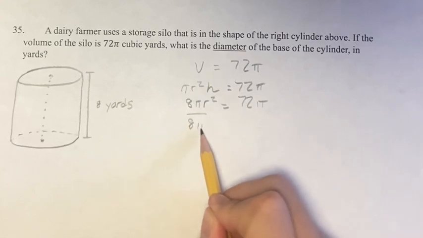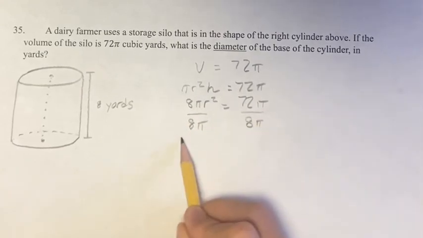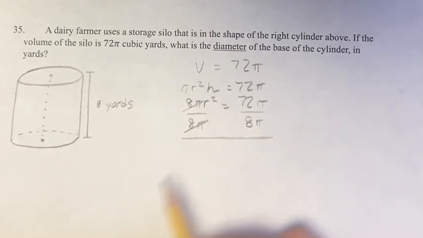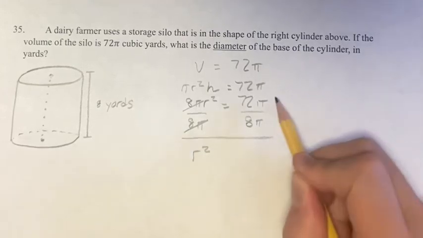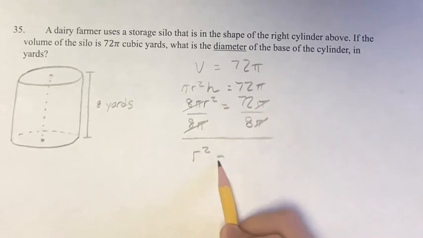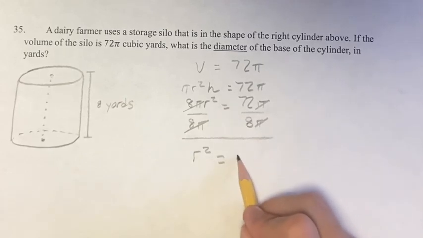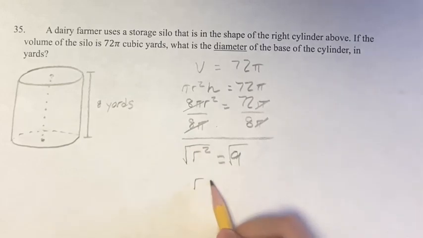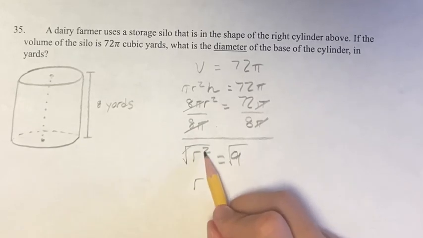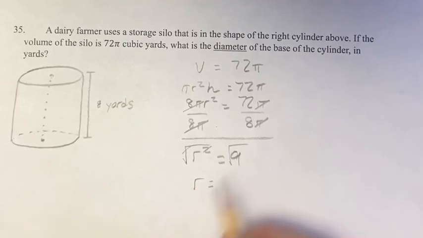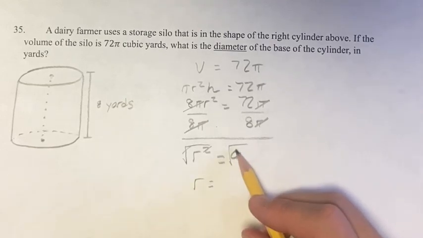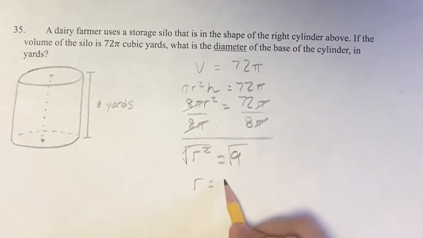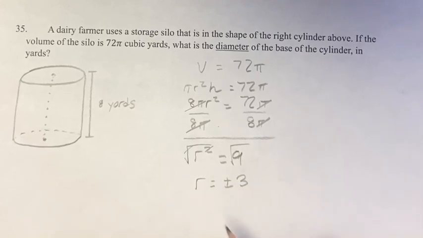Dividing both sides by 8 pi, we're left with, on this side, 8 pi and 8 pi cancel out. We get r squared is equal to, pi and pi cancel out, 72 divided by 8, which is 9. So taking the square root of both sides, we get r is equal to, since the square root of something squared is always the thing itself, and then we have the square root of 9, and this is going to be plus or minus 3.